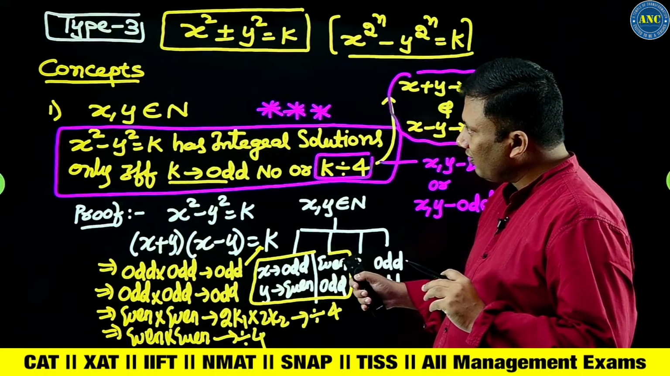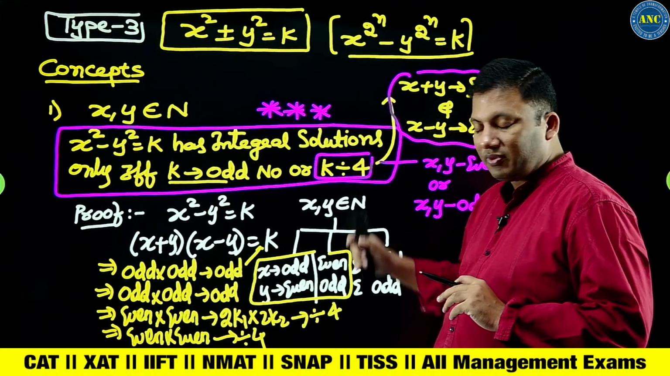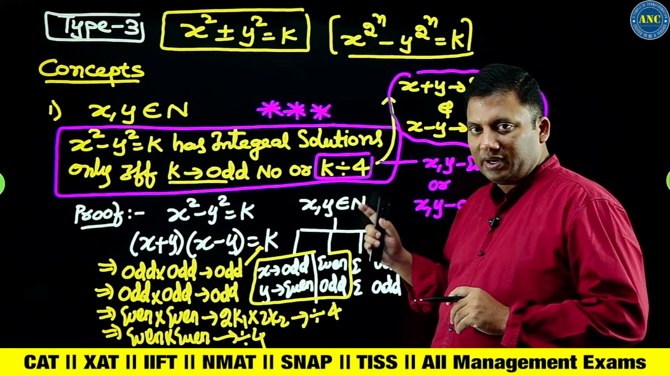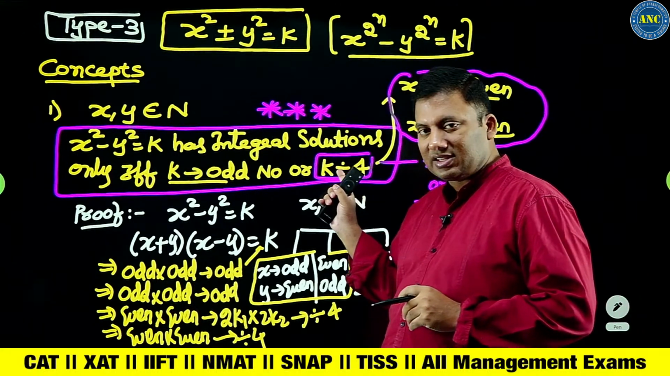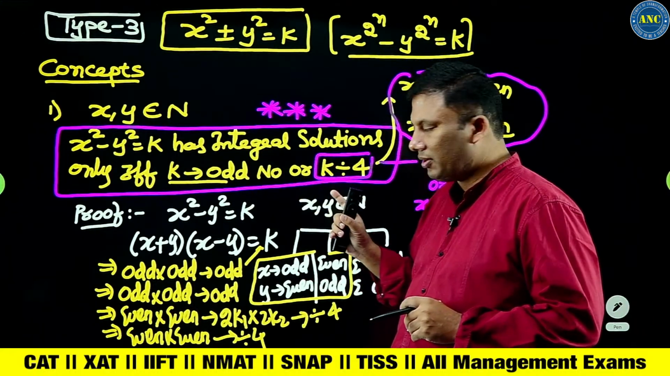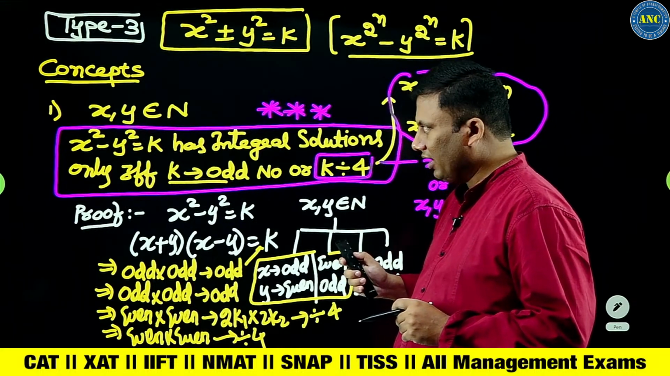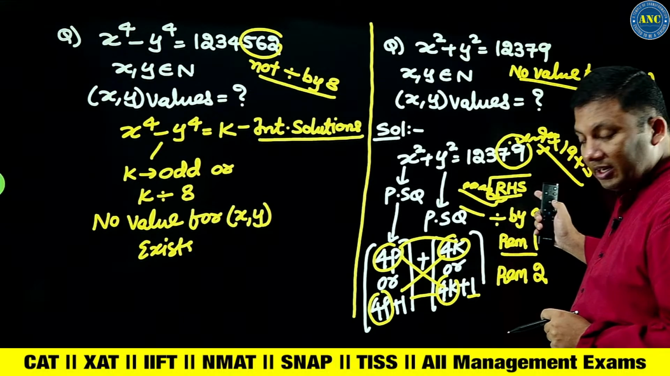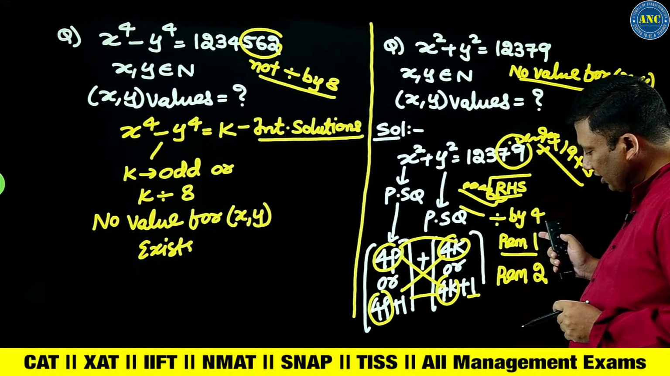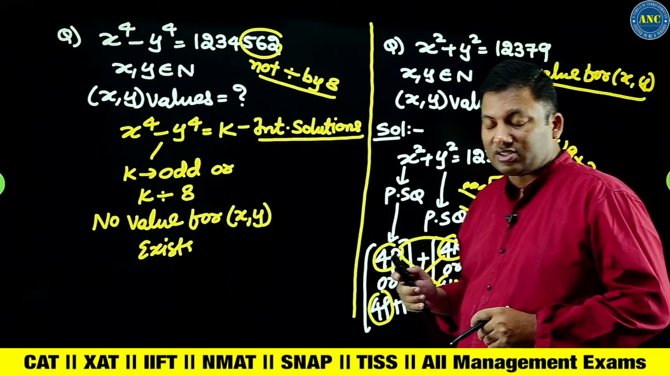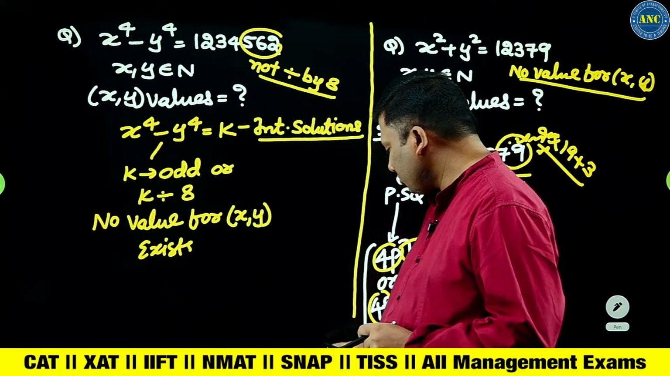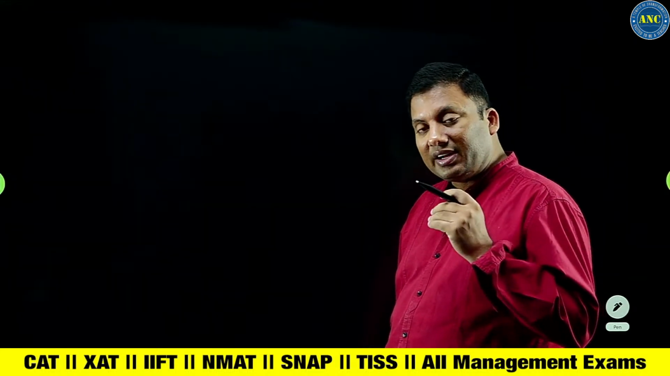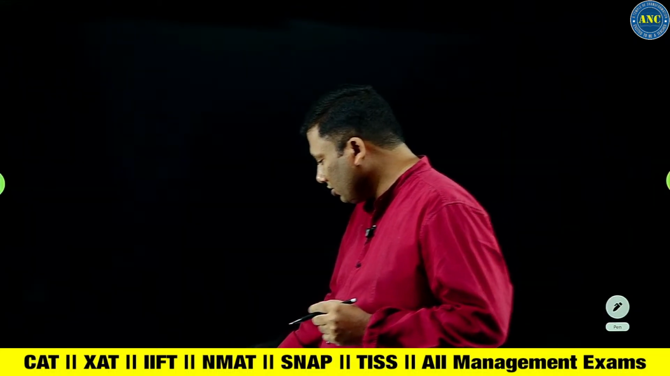x square minus y square equivalent to k: the right hand side should be an odd number or divisible by 4. We have not taken the case of what will happen if the right hand side, when divided by 4, gives remainder 1 or 2. Those cases we will also take. Listen carefully, sir. We are getting into advanced level questions.